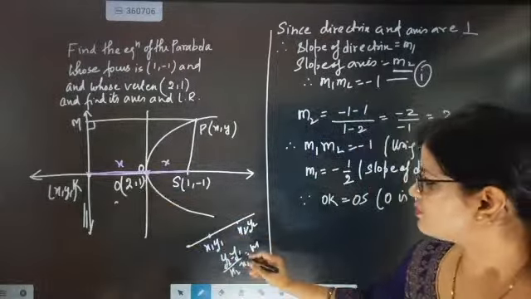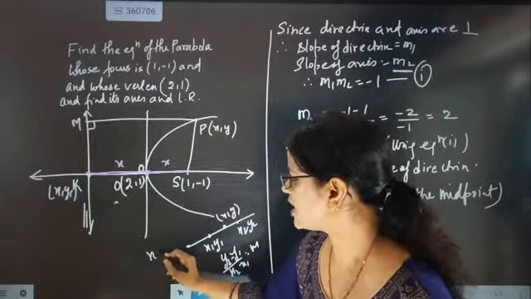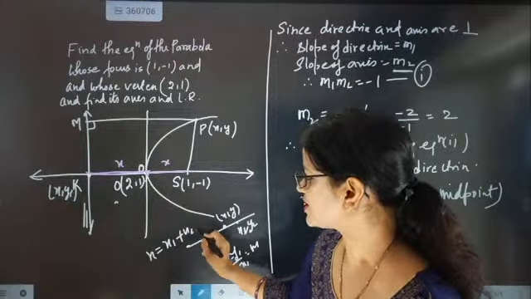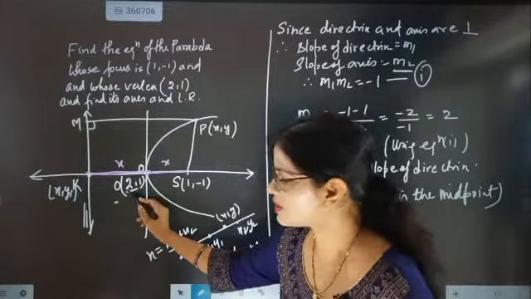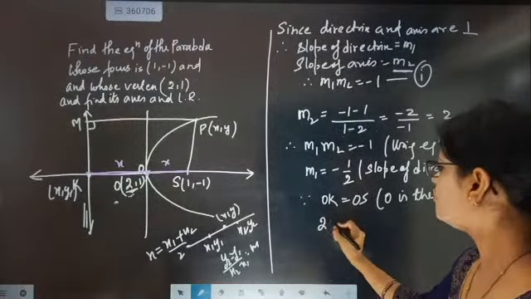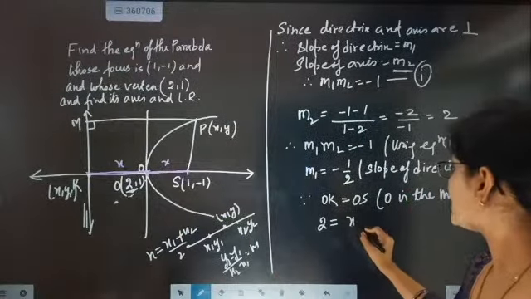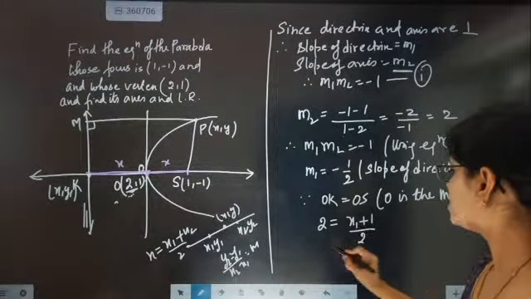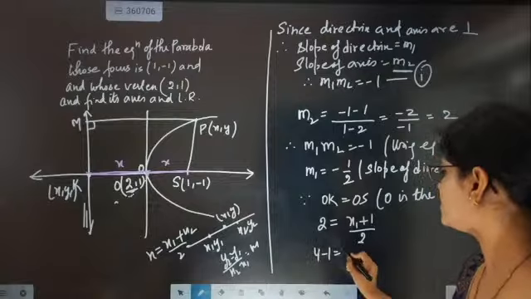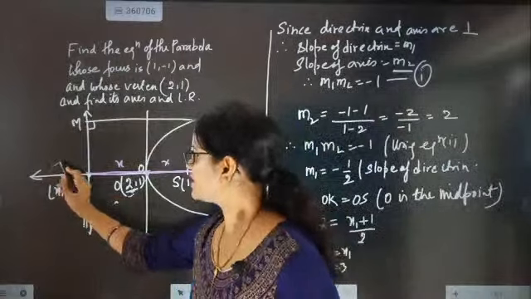We know the midpoint formula: if a midpoint is present between two points, then x will be equal to (x1 plus x2) divided by 2. So here the midpoint value 2 is there. So we can write here that 2 will be equal to (x1 plus 1) by 2. So it is coming as 4 minus 1 equal to x1. So x1 is coming as 3.